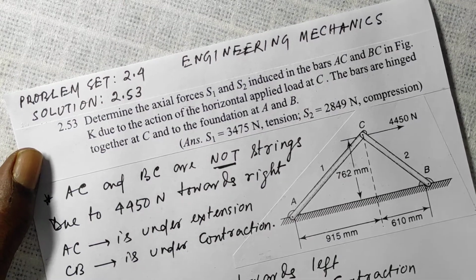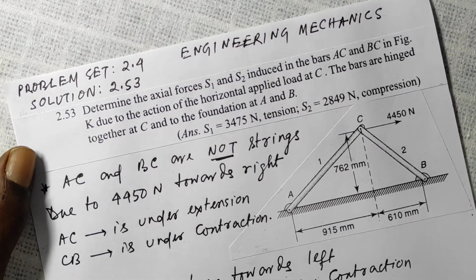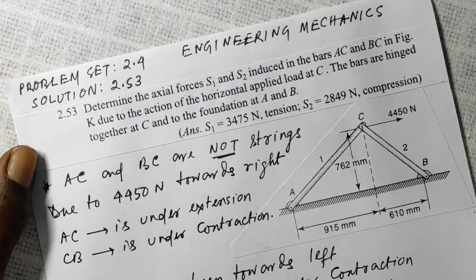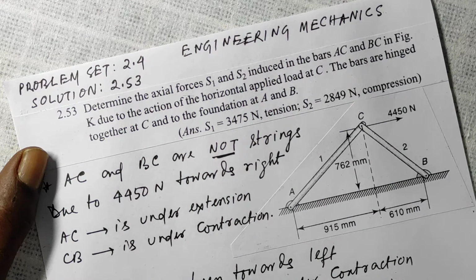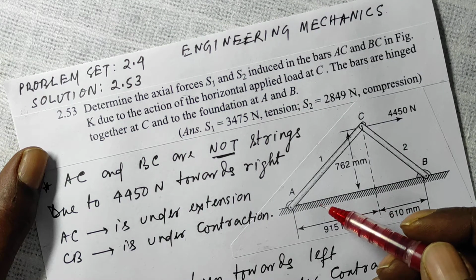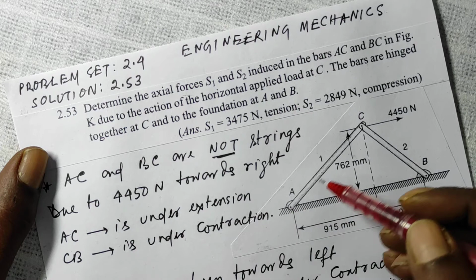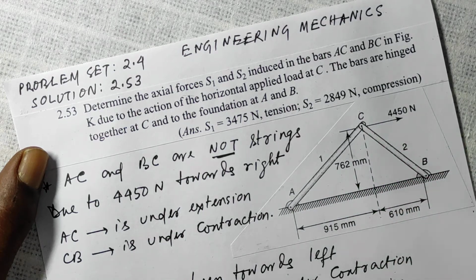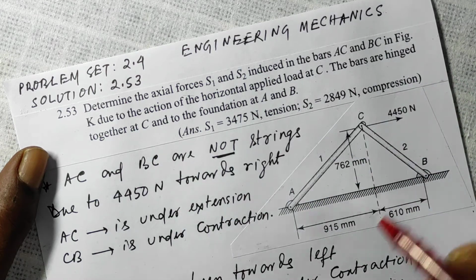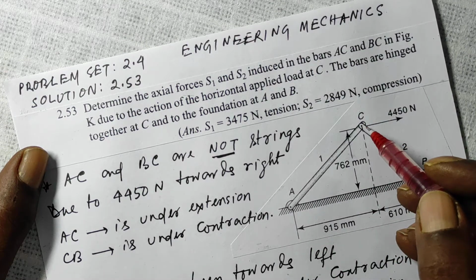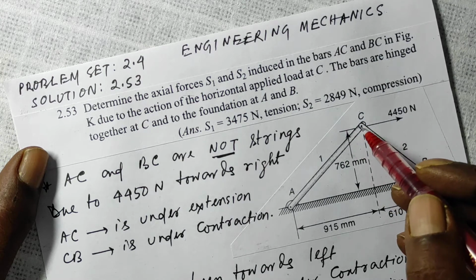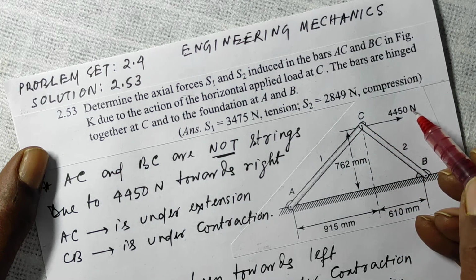Problem set 2.4, solution to 2.53. The statement of the problem goes like this. Determine the axial forces S1 and S2 induced in bars AC and BC. AC is a bar, BC is a bar. They are not strings. In figure K, as given in your book, due to the action of a horizontal applied load at C. Here, the load is applied at C to this side, 4450 Newton.